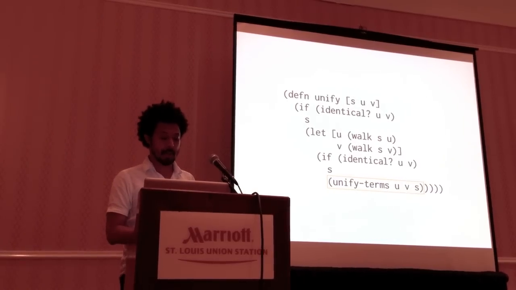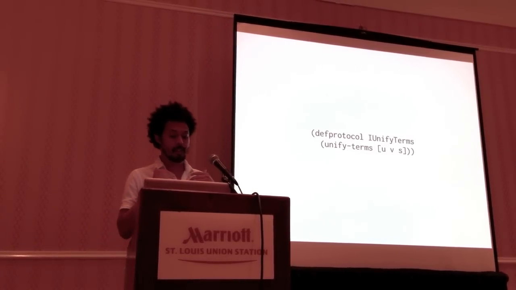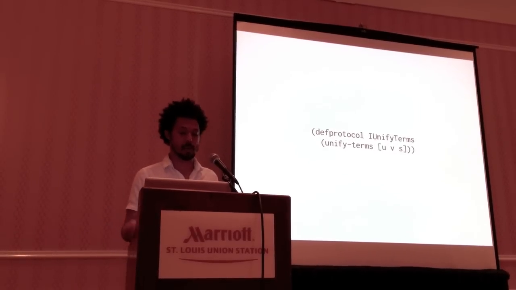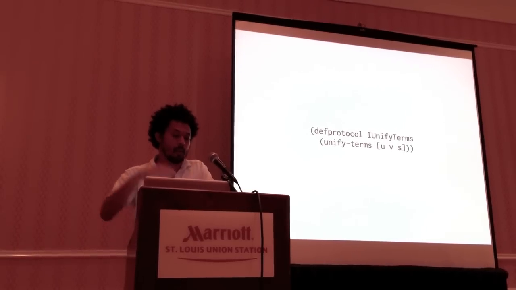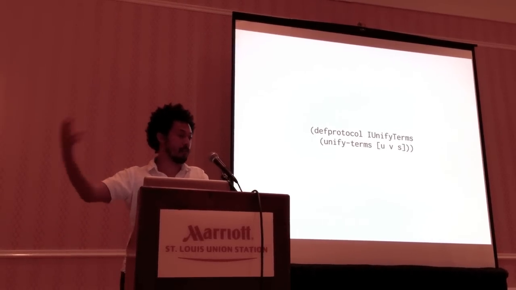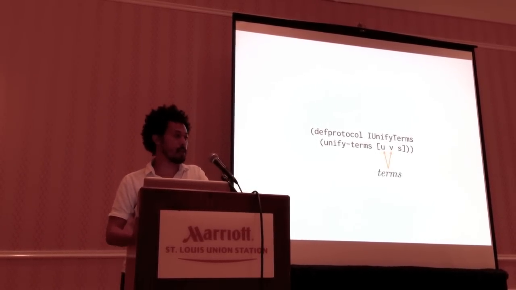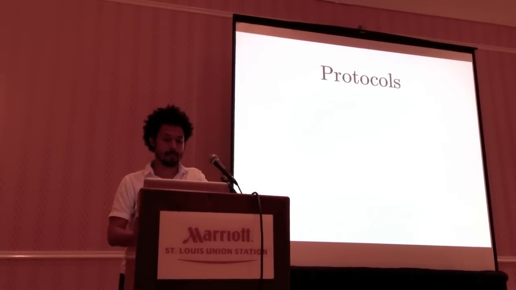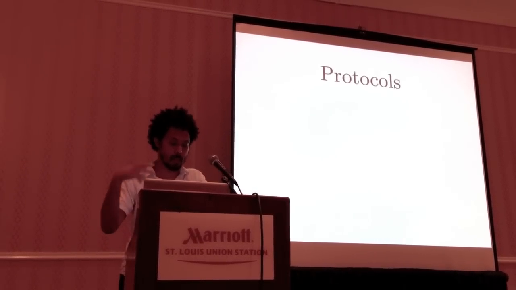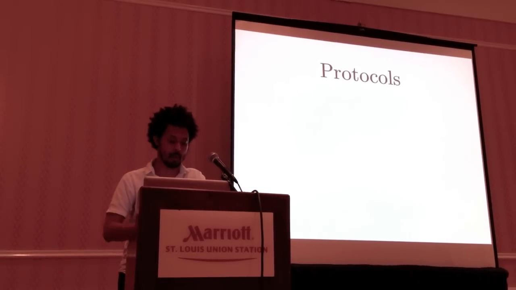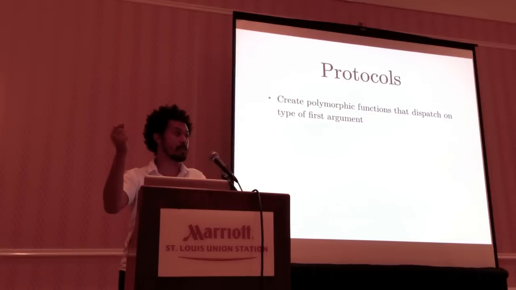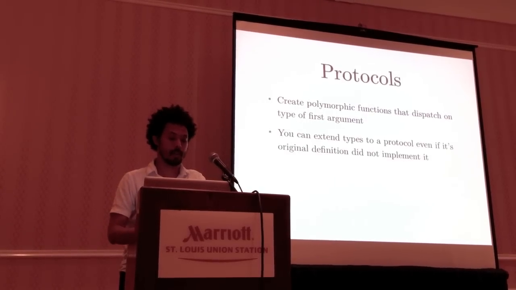So we can sort of start breaking this down. In core.logic, unification is polymorphic, and I have a couple of tricks in here to make this work. I make a protocol called IUnifyTerms, where U and V are the terms and S is the substitution. Just so that this part is easier to understand, I'm going to describe protocols and how they work. All they do is create polymorphic functions that dispatch on the type of the first argument.